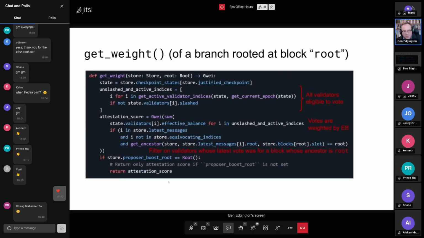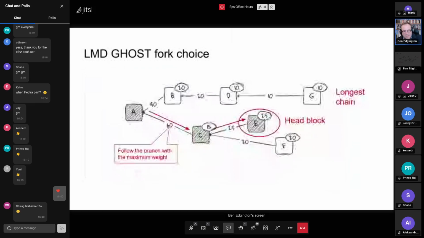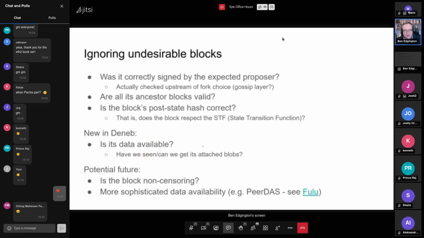Ignore proposer boost for a moment. We'll get to that. So better in a diagram, we just add up all the blocks in the subtree here, and that's the weight. And that's LMD GHOST. Very simple. There are a couple of wrinkles to it here. We want to ignore undesirable blocks. So there are certain blocks we don't want in the block tree.